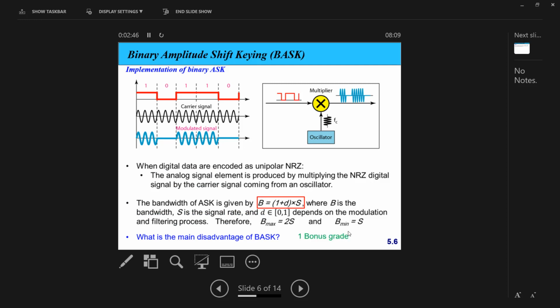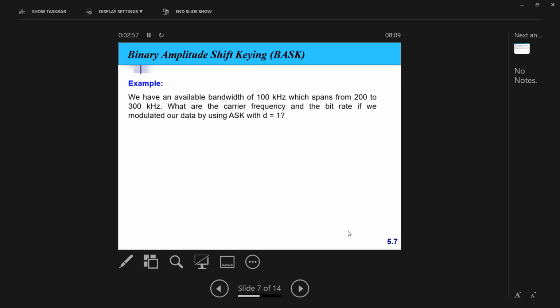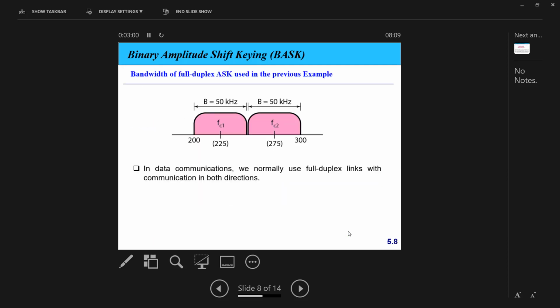Okay, and we discussed the main disadvantage of this technique, which is that since we are changing the amplitude, it will be very sensitive to the impairments of the channel. Okay, and we said that we can use full duplex communication. In this case, we will transmit the transmitter data on frequency Fc1, and the receiving will be on another central frequency Fc2. In this case, we can implement a full duplex link communication.